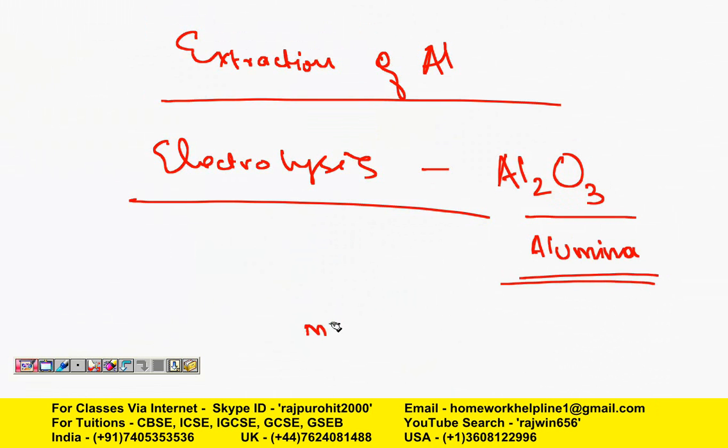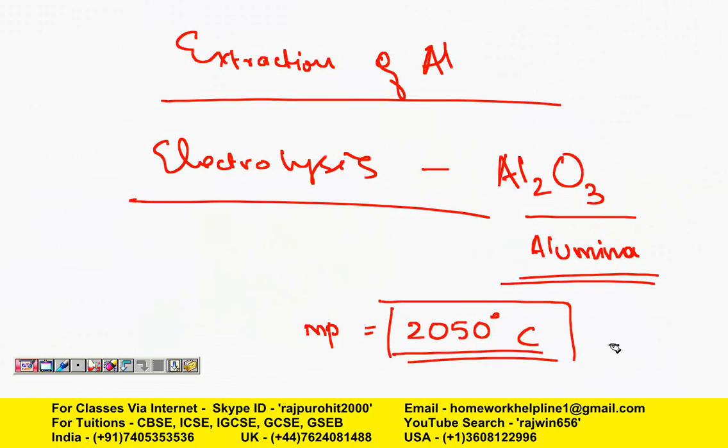Now the melting point of aluminium oxide is about 2000 degrees Celsius, that is 2050 degrees Celsius. Now we cannot carry out electrolysis at such a high temperature. It will increase the cost, and it is also difficult to carry out electrolysis at such a high temperature. So we are going to add a few things which is going to improve the electrolysis conditions.